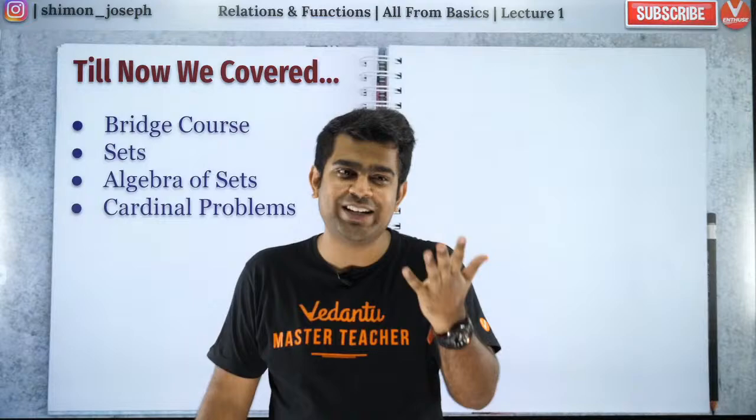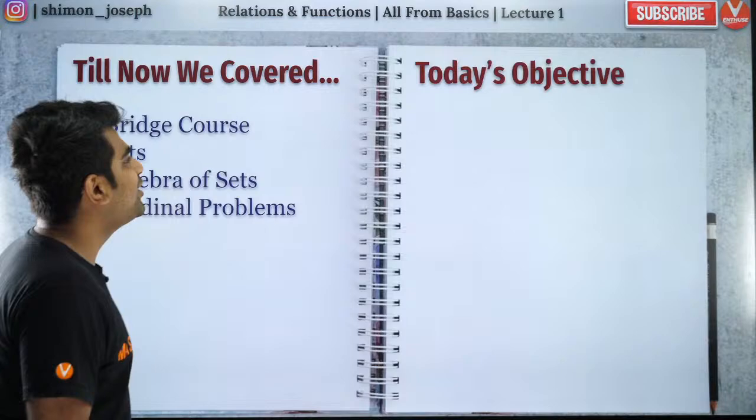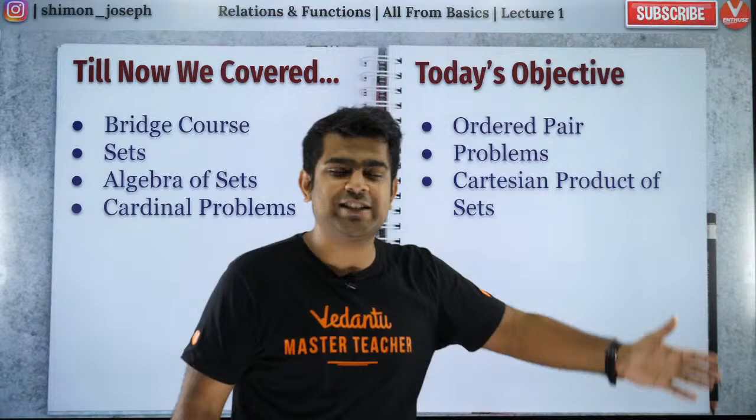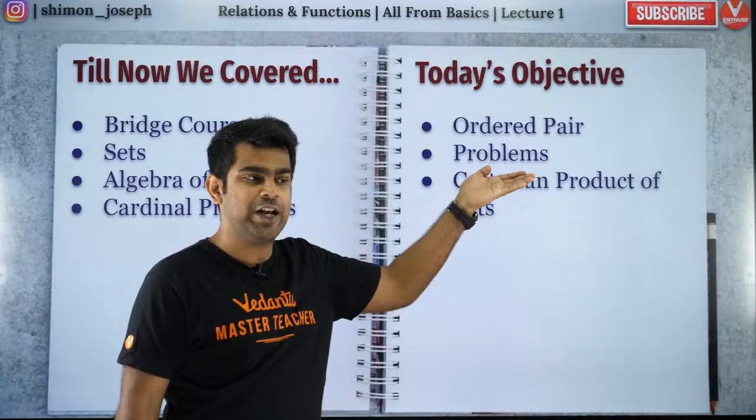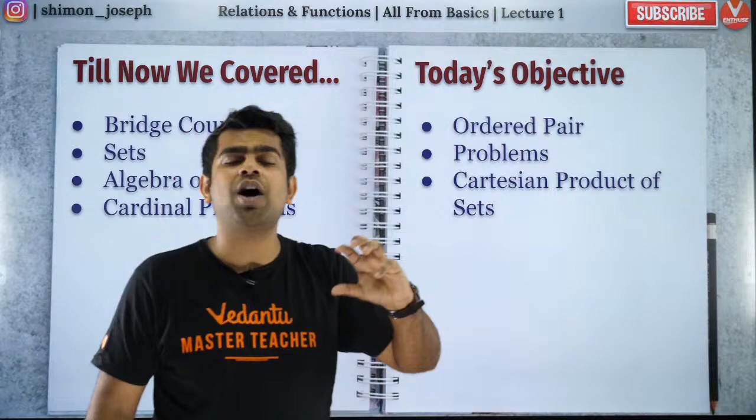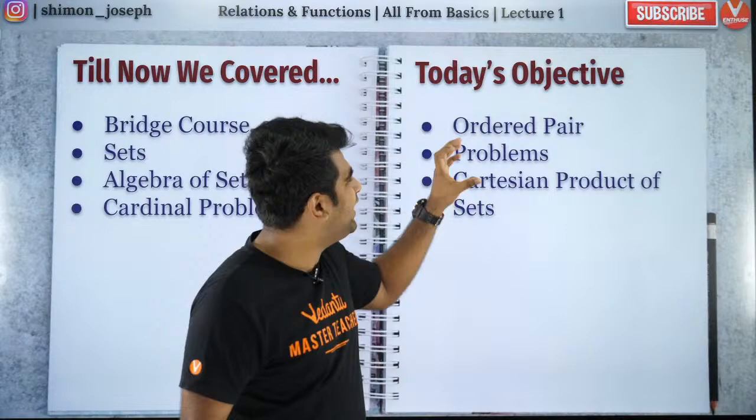Okay. So let's get started, people. Now, today's objective, what do we have? Today's objective, we have ordered pair. Got it? So first, I'm going to teach you what is an ordered pair. Then we'll do some problems based on it. And then I'm going to talk about Cartesian product of sets. So these are the topics which I'm going to teach you. Please listen carefully and try to take away something important. It is a very small portion. Some of you might already know it, but it's going to be fun. Okay. So shall we begin, guys?